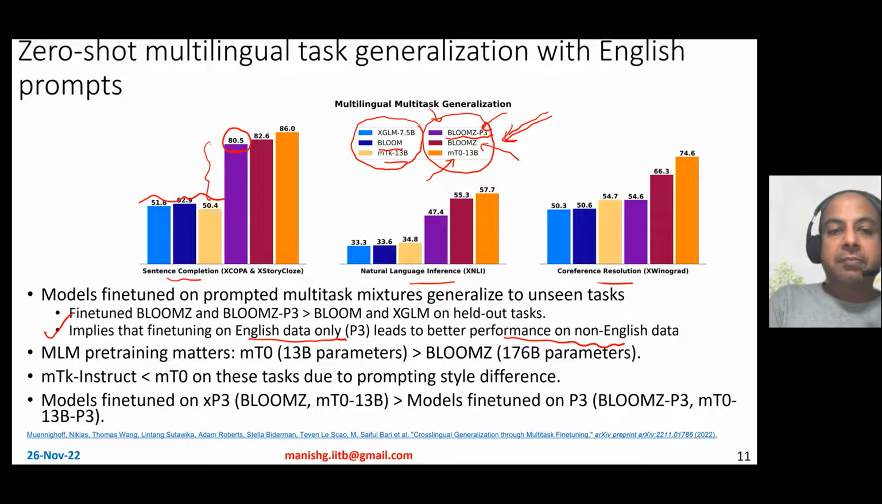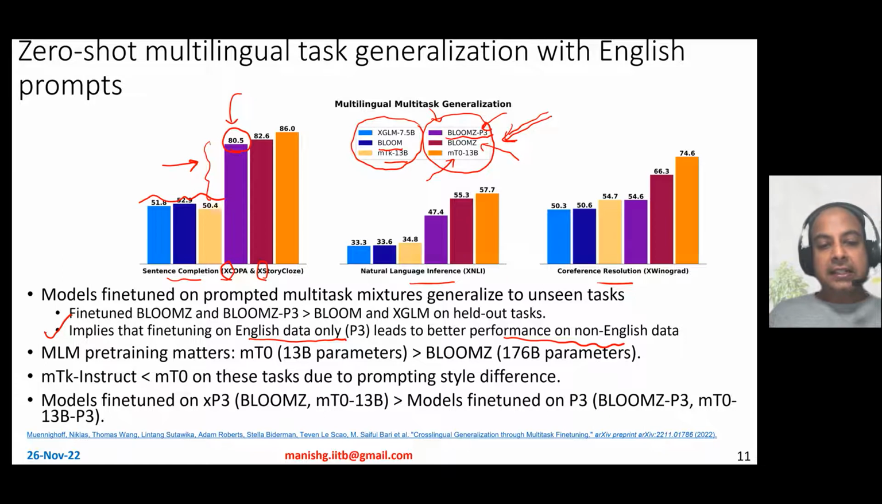And remember, this has not been fine-tuned on multilingual data sets nor with multilingual prompts. English data sets, English prompts, the same P3 data sets. Just fine-tune on that. But you see, on multilingual tasks, these sentence completion tasks, these are all multilingual tasks, performance improves. That's magical. You never told it about this language, you never told it about these data, these tasks, but still the performance improves, and significantly, a huge boost.